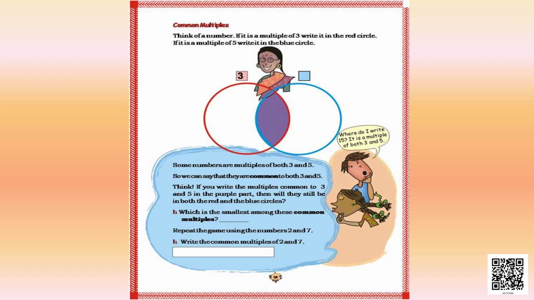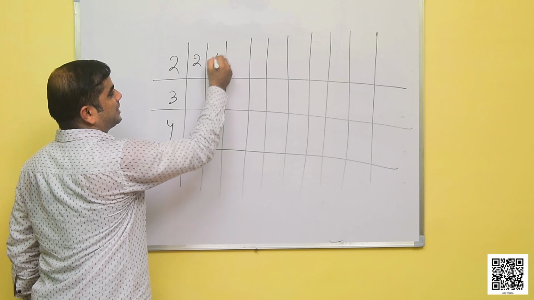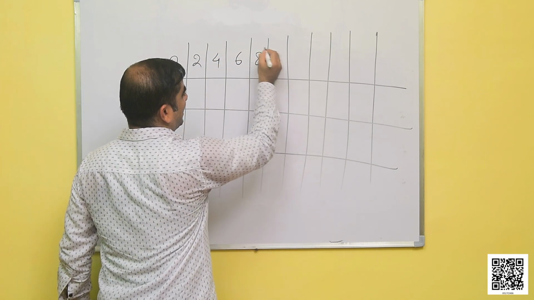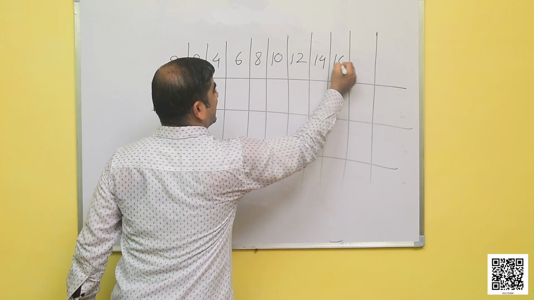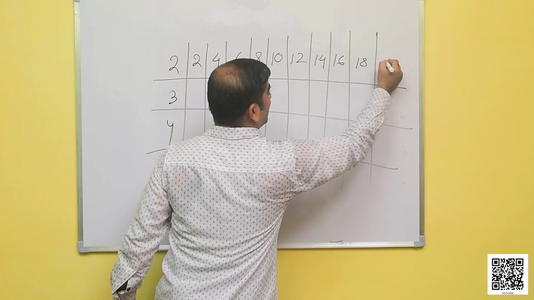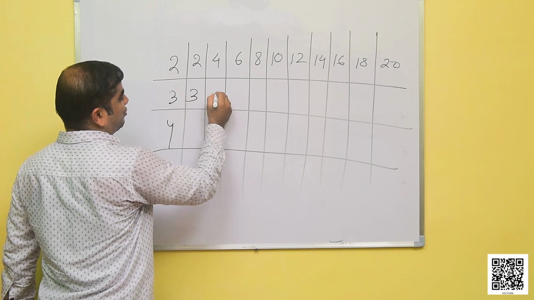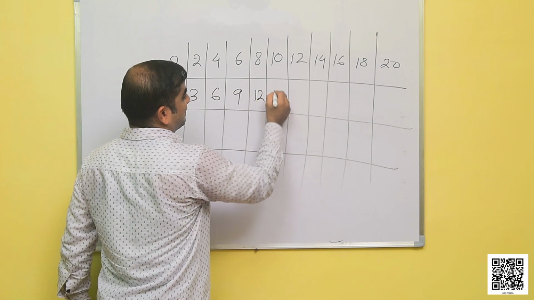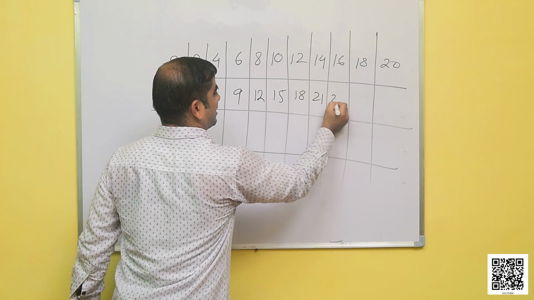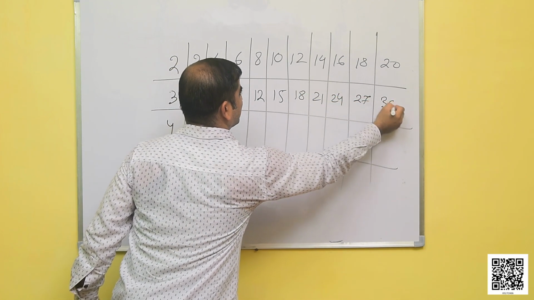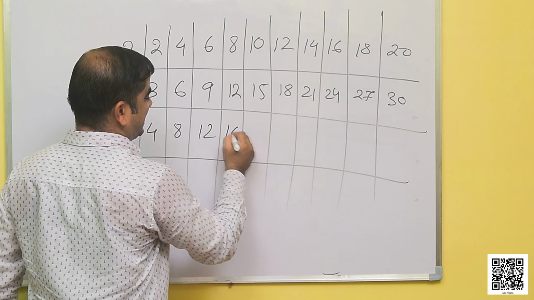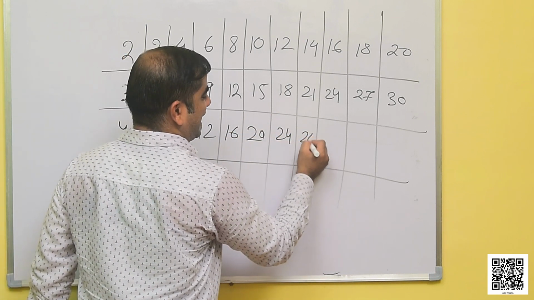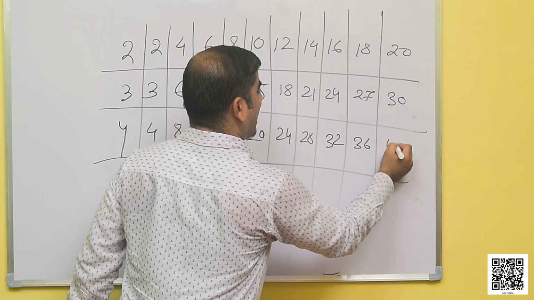Now let's check what all are the common multiples. Let's go. 2 ones are 2, 2 twos are 4, 2 threes are 6, 2 fours are 8, 2 fives are 10, 2 sixes are 12, 2 sevens are 14, 2 eights are 16, 2 nines are 18 and 2 tens are 20. 3 ones are 3, 3 twos are 6, 9, 12, 15, 18, 21, 24, 27 and 30. 4 ones are 4, 4 twos are 8, 4 threes are 12, 4 fours are 16, 20, 24, 28, 32, 36 and 40.